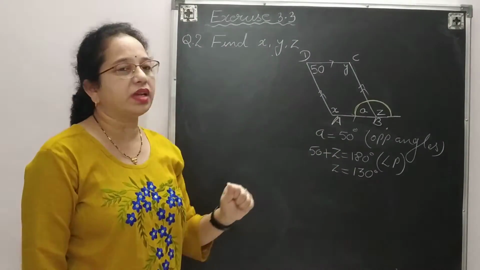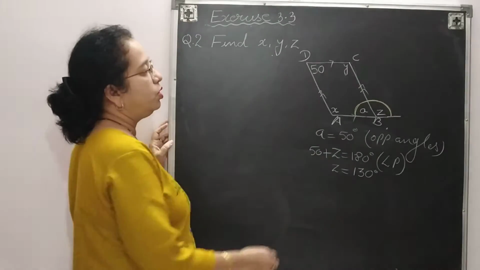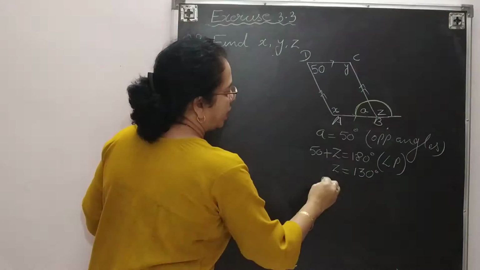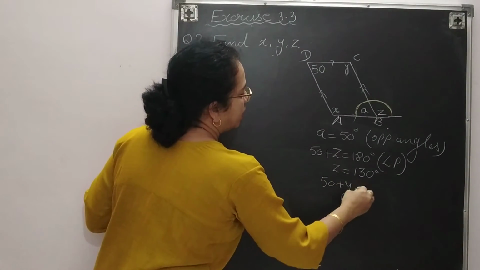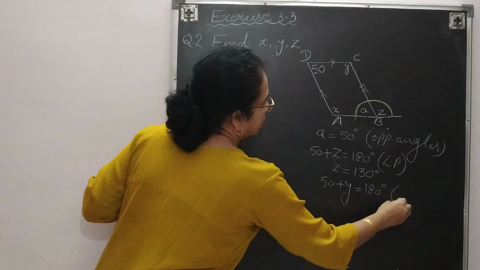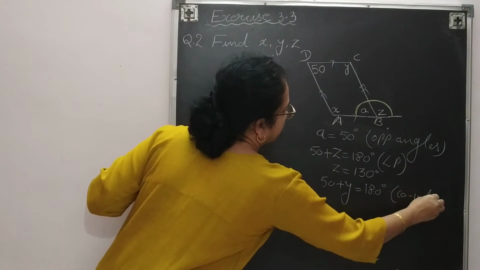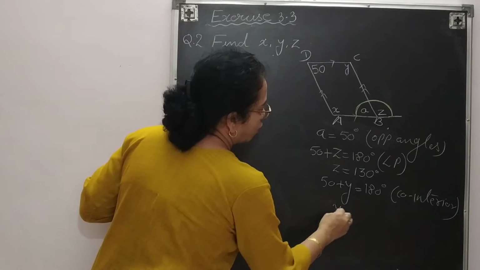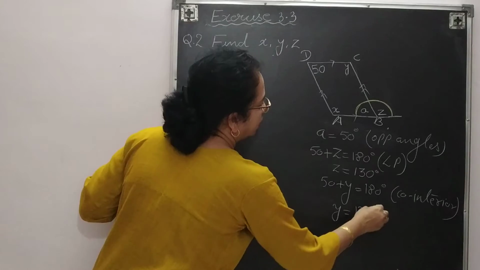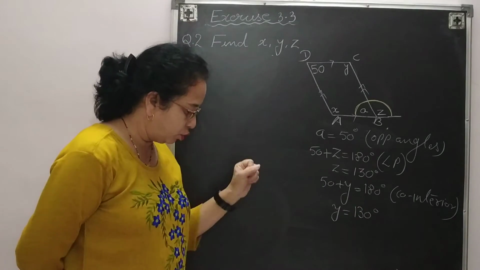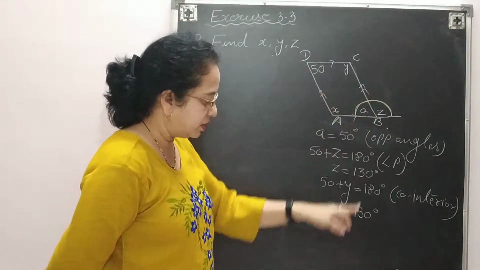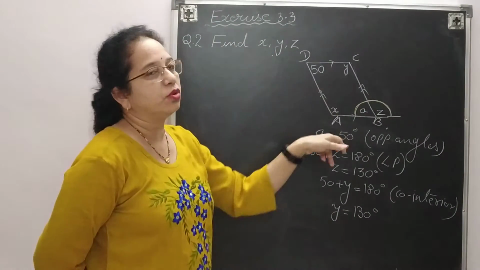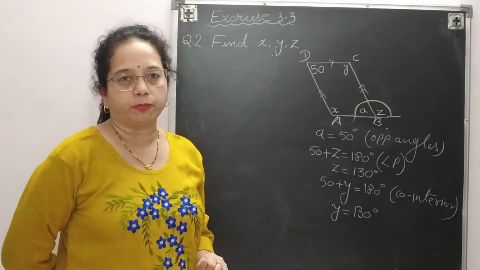Last question I have used angle sum property. Here I will use co-interior angles since these two lines are parallel. So 50 plus y will give you 180 degree. This is co-interior angle. Okay, so y is equal to 130 degree. Since y is equal to 130 degree, your next angle, this is also 130 degree. This y is also 130 degree because opposite angles are equal in measure.